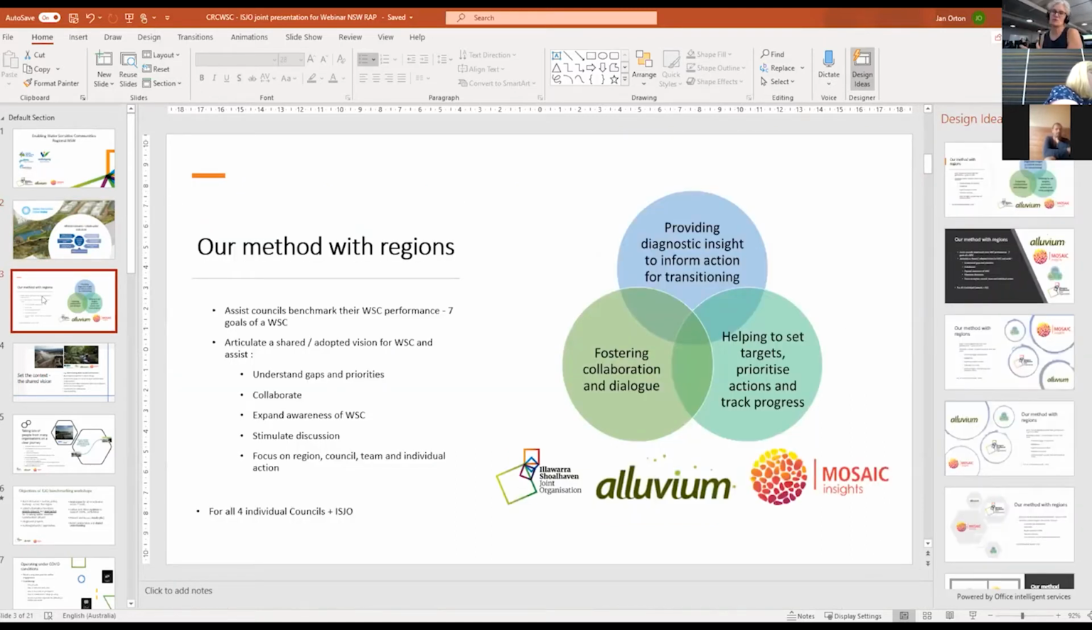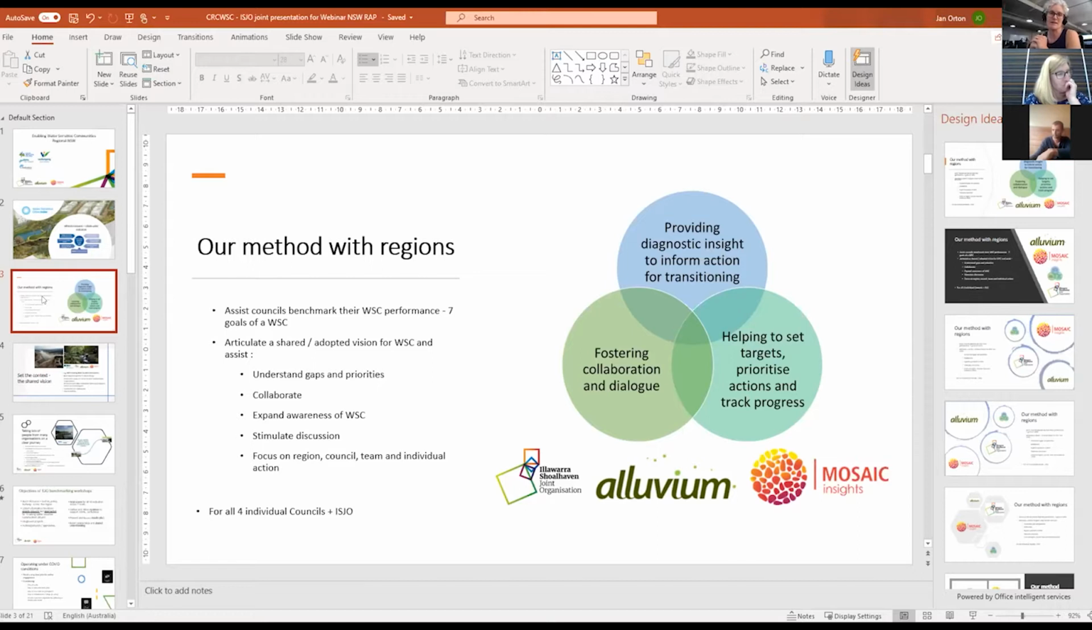Our method with regions is really about focusing on how the region, and the process that's applied to the region, can give benefit to the individual councils, as well as identify what the region needs as a whole. It's the same sort of benefits that come from an individual council, in that you get a benchmark performance against the 7 goals of a water sensitive city, but you're able to articulate that higher level shared vision of a water sensitive city, and assist individual councils to think about and understand their gaps and what their priorities might be. You collaborate across the region, gathering more people to think about their role in the region. So it's an individual role, their team role, their department role, the council role, and the regional role.